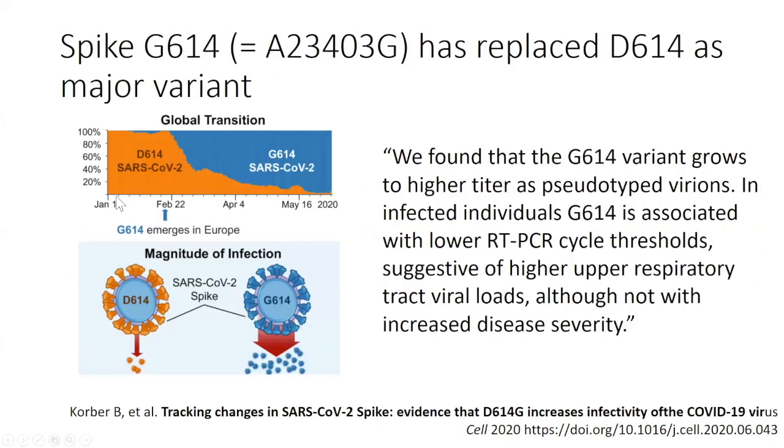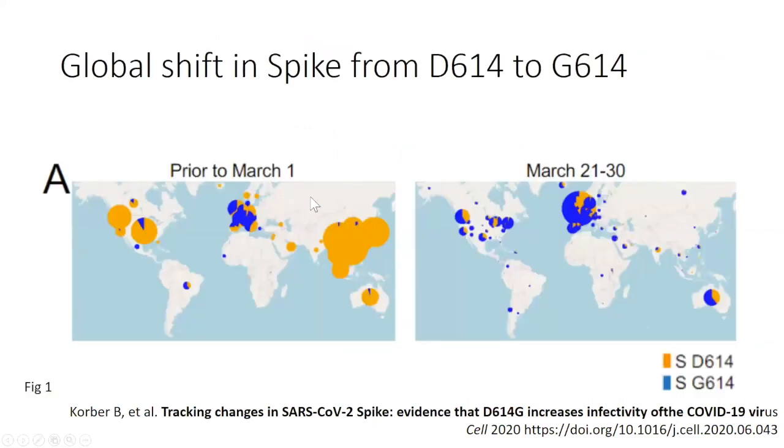And here you see the temporal shift from this earlier D614 version to the G614 version in spike. You can see this is frequency globally, that 100% of the strains in early January were the aspartic acid version, the D version, and then that really flipped to the G version. One might wonder what caused this flip, and that's been an area of great interest. Prior to March 1st, this is what the map looked like, with mostly the D version, the aspartic acid. Then in the March 21 to 30 period, the flip was occurring to the G version of this sequence, suggesting that something had occurred, but interestingly, it occurred everywhere that the virus was present.